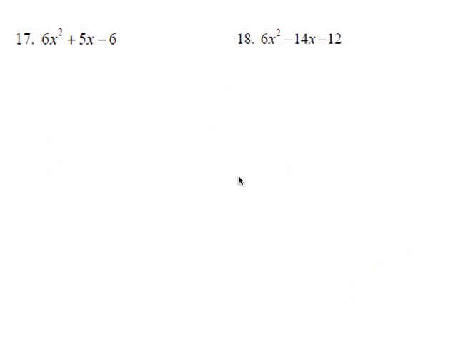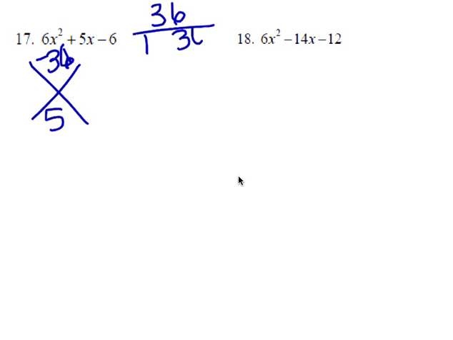So let's take a look at 17. So for 17, we're multiplying to -36 and adding to 5. So what are some things that multiply to 36? We're going to have, well, 1 and 36, positive and negative, 2 and 18, 3 and 12, 4 and 9, and 6 and 6.